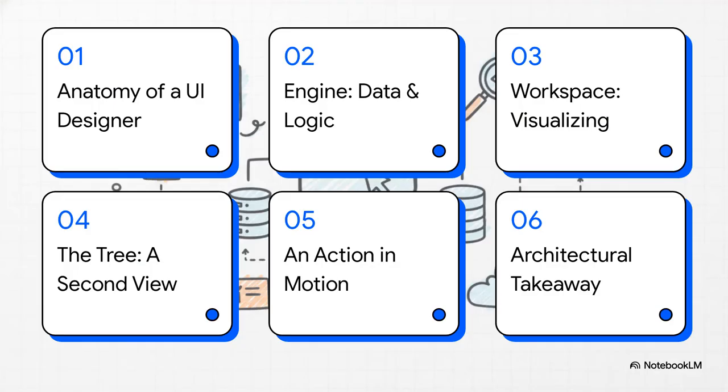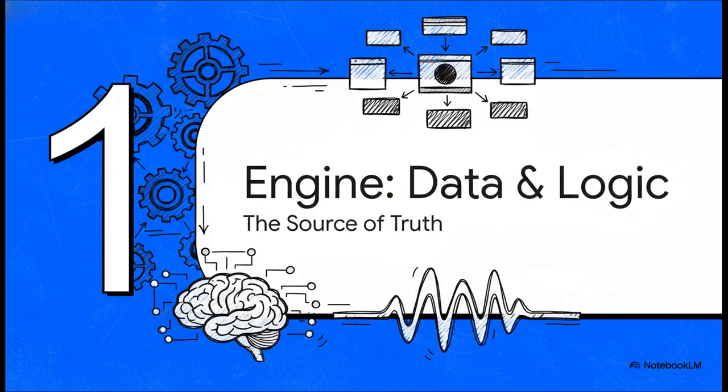All right, so here's our game plan for this explainer. We're going to start with the anatomy of the UI designer, then dig into the engine, the data and logic. From there, we'll look at the workspace and the tree, which are all about visualizing that data. Then the fun part. We'll follow an action from start to finish. And finally, we'll wrap up with the big picture, the architectural takeaway. Okay, let's get right into it, starting with the foundation.